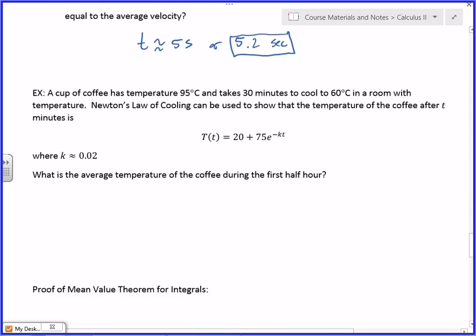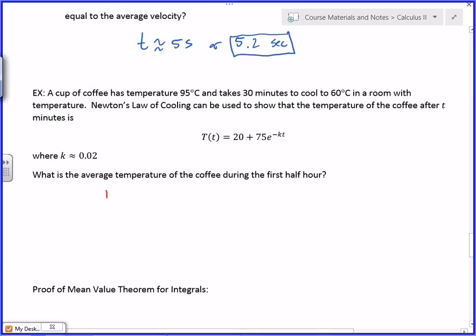By the way, you already know the answer has to be between what two values? 95 and 60. It can't be higher than the temperature it started at, and it can't be lower than the temperature it ended at, right? So 95 and 60. I'm not going to work the integral all the way. I'm going to let you do that on your own. I'm just going to set it up.